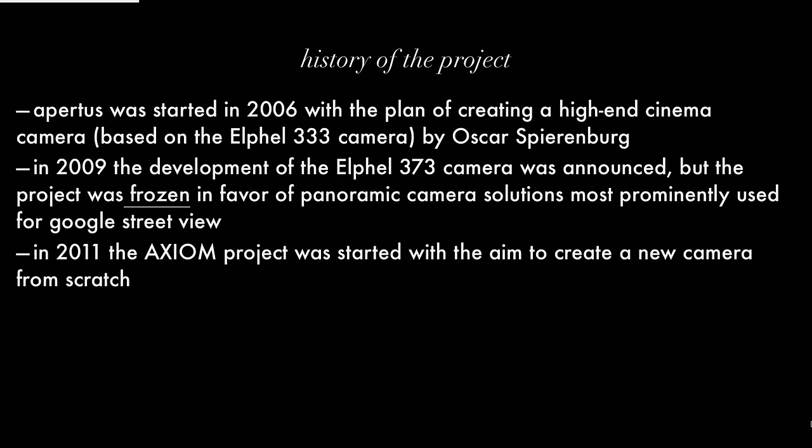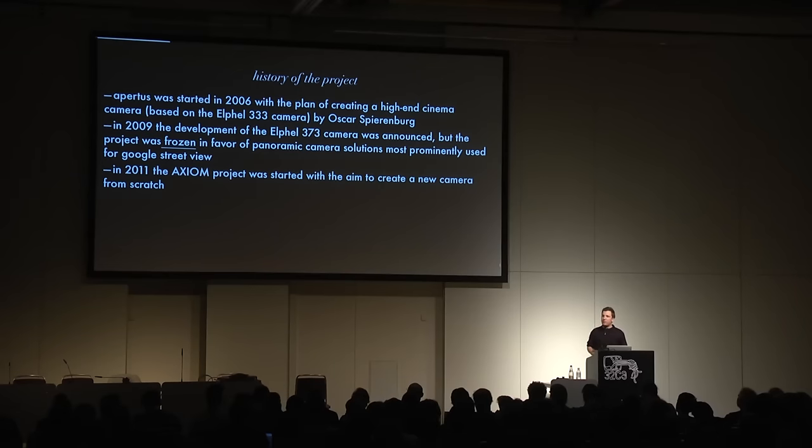So in 2011, the AXIOM project was started, because it was clear in 2011 that there was no chance that Elphel would bring in a more professional or a new camera, which was actually announced several times but was never released.